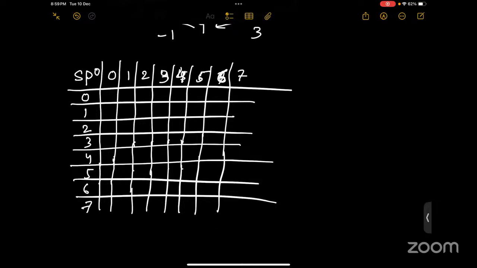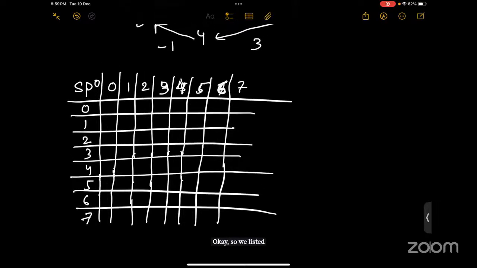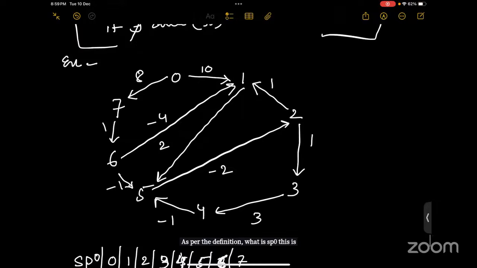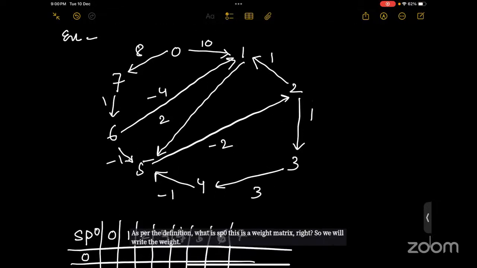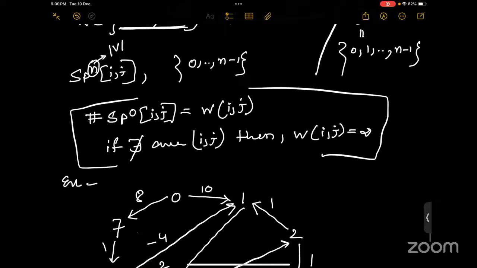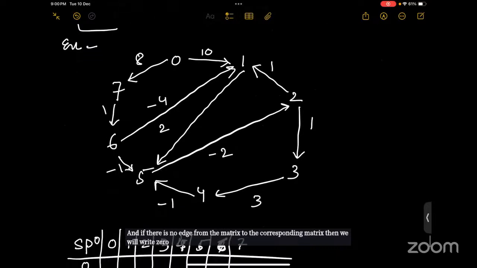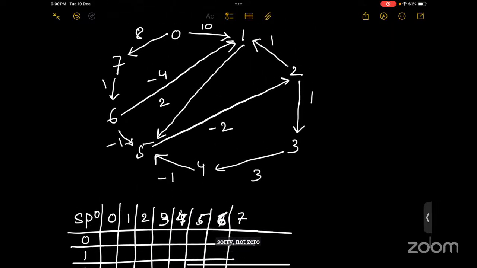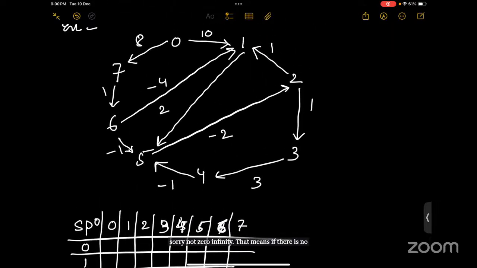Okay. So we listed all the vertices. As per the definition, what is SP0? This is a weight matrix, right? So we will write the weight. And if there is no edge from one vertex to the corresponding vertex, then we will write, sorry, not 0, infinity. That means there is no path connecting those two vertices. Okay, so let us start filling.